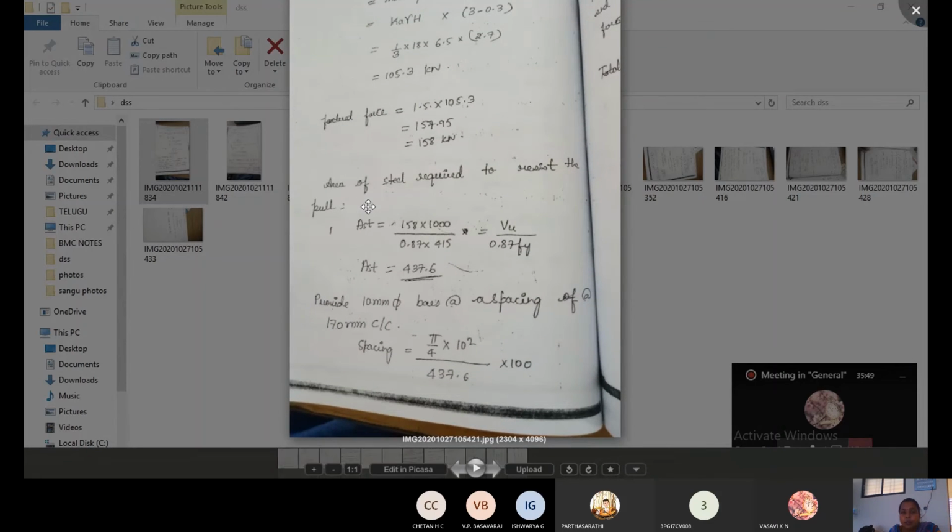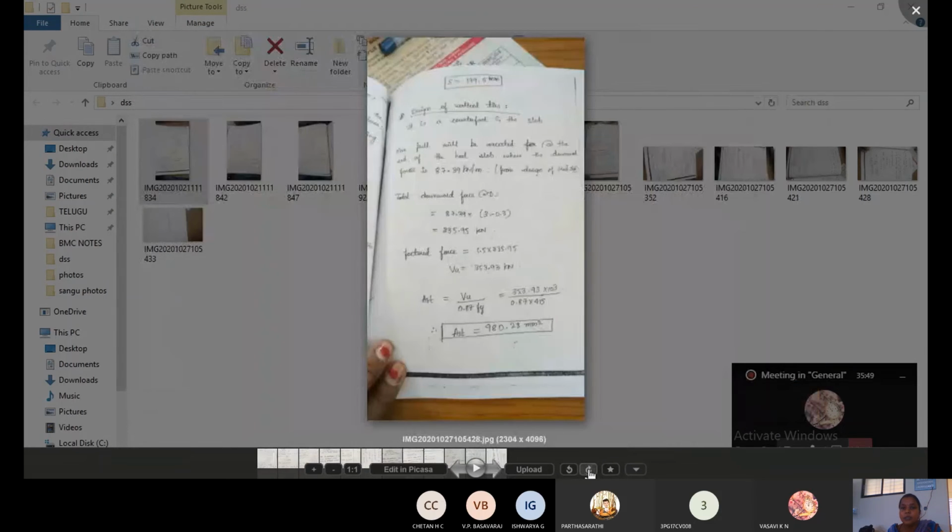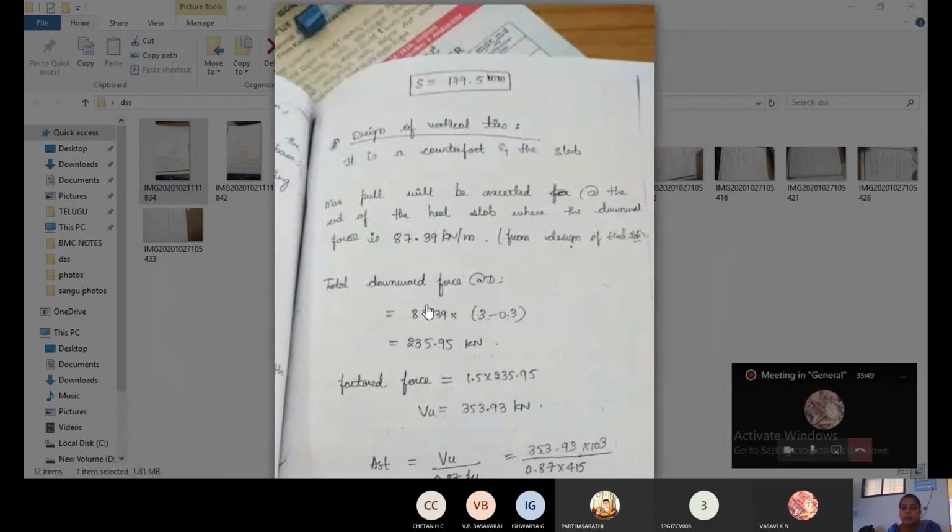In the next step, students, you have to calculate area of steel required to resist the pull. Ast is equal to Vu by 0.87 Fy. We have to substitute here, students. Vu is 158 kilonewton, kilo means 10 power 3, into 0.87 into Fy. If you simplify this, you will get 437.6. So here we are going to provide 10 mm dia bars at a spacing of 170 mm center to center. How to calculate the spacing now, students? S is equal to pi by 4 into 10 square by this Ast 437.6 into 1000. After calculation, you will get the value of S as 179.5 mm.